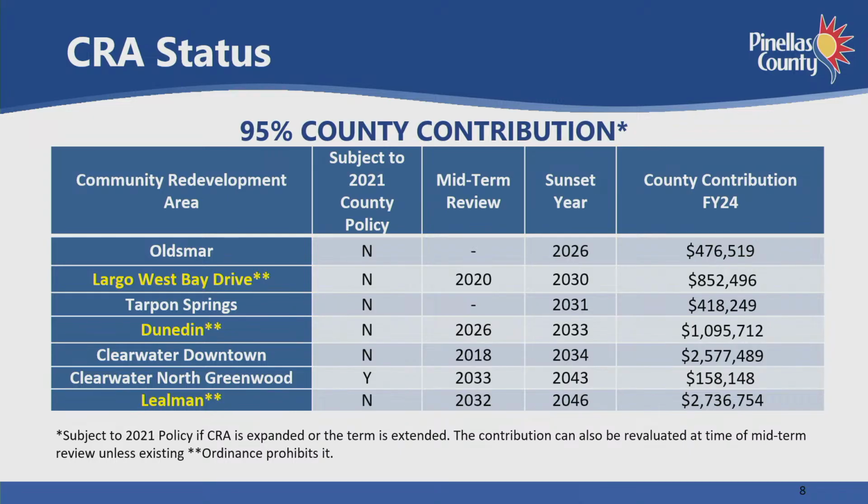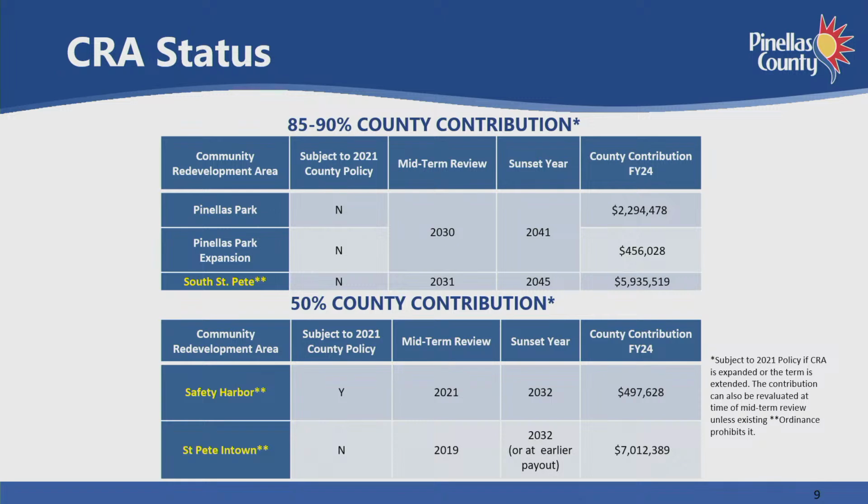What I didn't identify in the last slide, and I'll just highlight here, is any of the CRAs that are in yellow indicates that there's language in the specific CRA's ordinance that says if there is indebtedness associated with the TIF contribution for that CRA, we don't have the ability to lower that TIF or adjust that TIF, but that's only if debt is in place. And on this slide, I don't believe either Largo, West Bay Drive, or Lealman has any debt in place at this point in time, but that would be evaluated at midterm to determine if we have the ability to potentially adjust that, if appropriate.